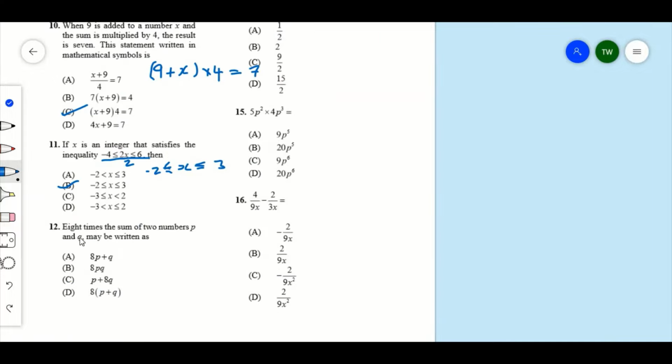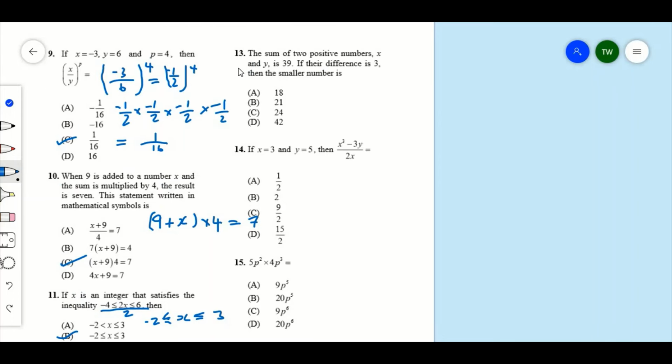Question 12. 8 times the sum of two numbers P and Q may be written as 8 open bracket P plus Q. So our answer here is going to be D. Alright. Question 13. The sum of two positive numbers x and y is 39. If their difference is 3, then the smallest number is.